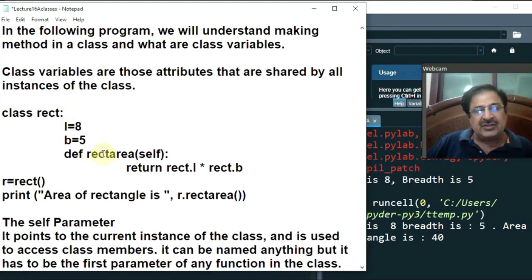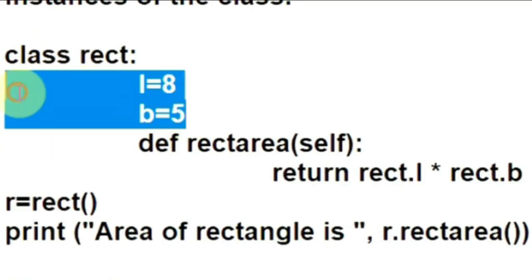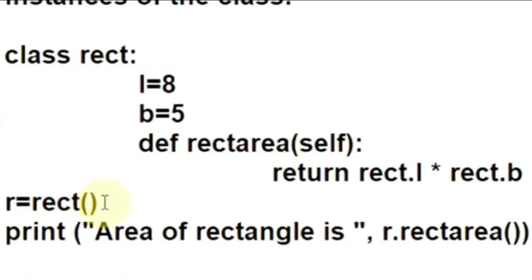In this class you have made use of a function also. So it confirms our definition that class is a collection of functions and attributes. This is the class with two attributes, length and breadth, and one function, rect area. Now let's come to the main function.